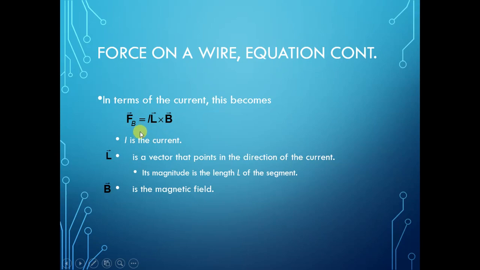But we know that I is the current, and L is a vector that points in the direction of the current, and its magnitude is the length L of the segment, and B is the magnetic field.